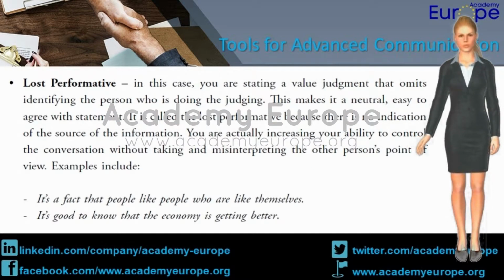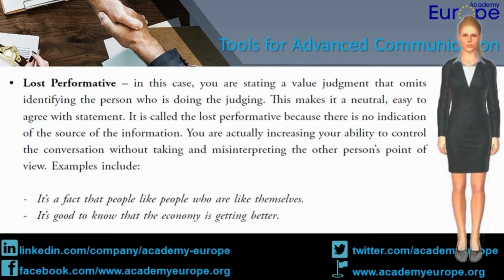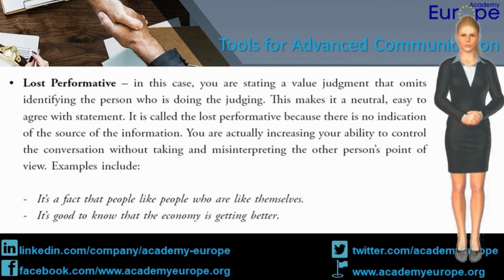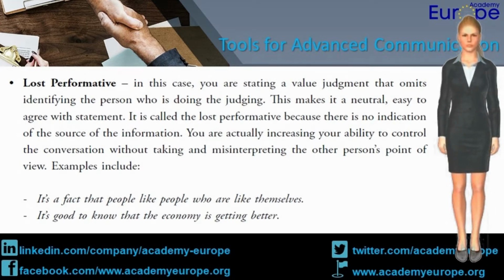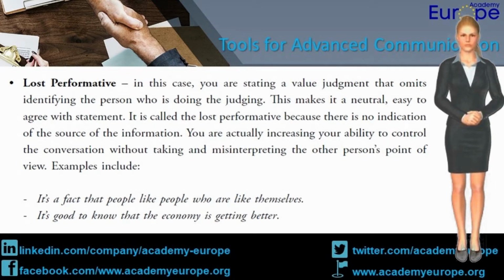Lost performative. In this case, you are stating a value judgment that omits identifying the person who is doing the judging. This makes it a neutral, easy to agree with statement. It is called the lost performative because there is no indication of the source of the information. You are actually increasing your ability to control the conversation without taking and misinterpreting the other person's point of view. Examples include: It's a fact that people like people who are like themselves. It's good to know that the economy is getting better.